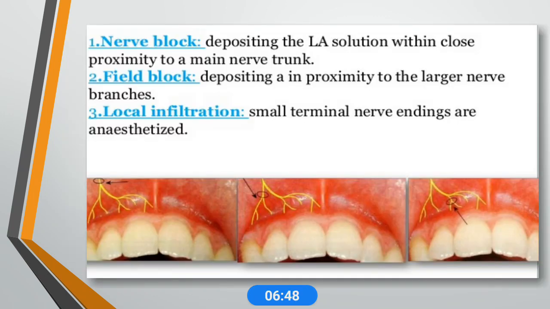Nerve block is blocking of nerve conduction upon injection into the region of a nerve plexus or trunk. This is mainly used for surgery, dentistry, and analgesia. Field block technique is deposition in proximity to the larger nerve branches. In local infiltration, small terminal nerve endings are anesthetized. So in infiltration, there is direct injection into tissues to reach the nerve branches and terminals. This can be superficial as well as deep. It is mainly used in minor surgeries.